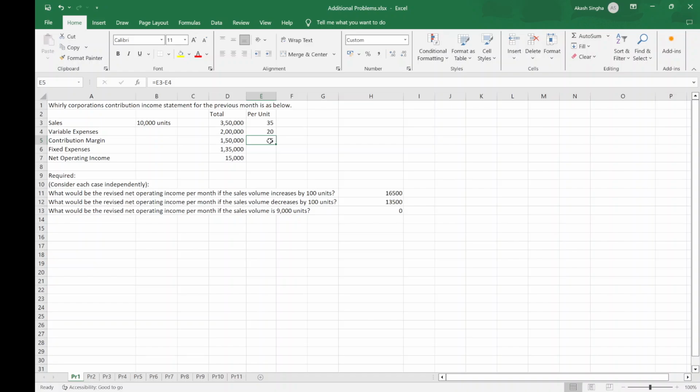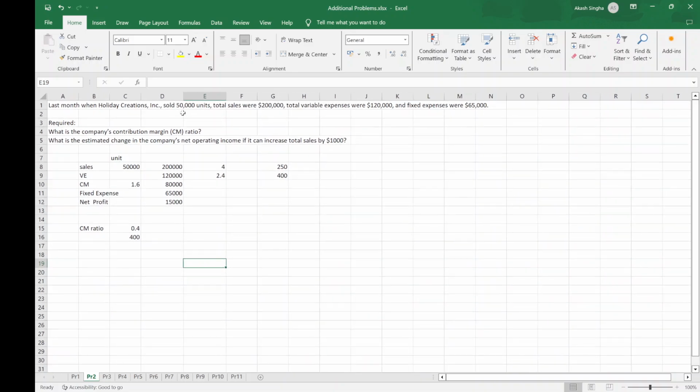13,500. What will be the revised net operating income per month if the sales volume is 9,000 units? Revised net operating income, 9,000 units means a loss of 1,000 units of contribution margin. So 1,000 into 15, 15,000. So loss of 15,000. So now it is 15,000 minus 15,000. So 0.